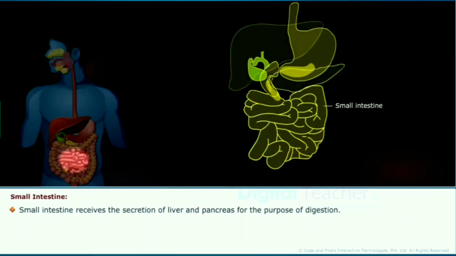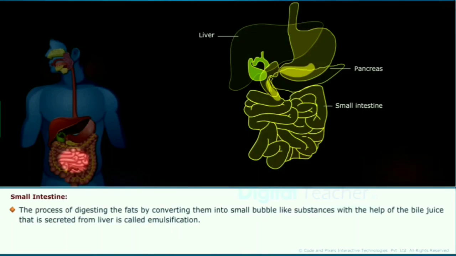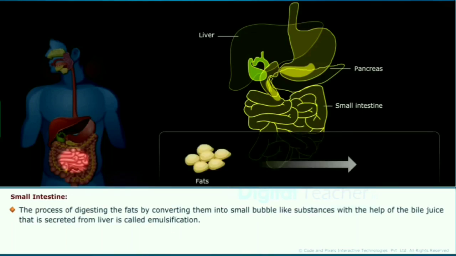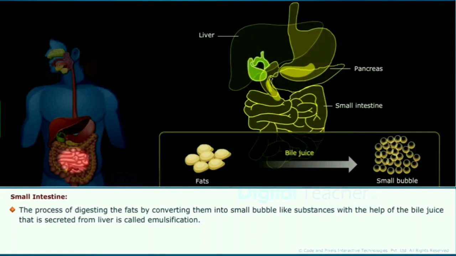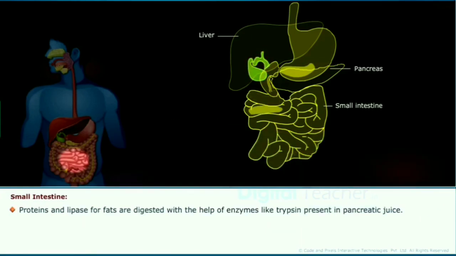Small intestine receives the secretion of liver and pancreas for the purpose of digestion. The process of digesting the fats by converting them into small bubble-like substances with the help of the bile juice that is secreted from liver is called emulsification. Proteins and fats are digested with the help of enzymes like trypsin and lipase present in pancreatic juice.